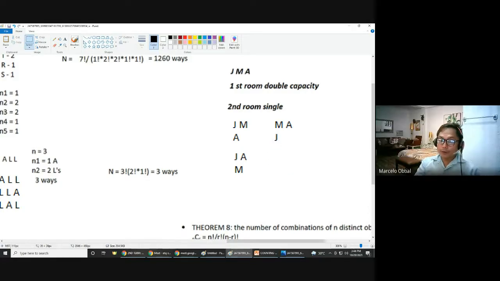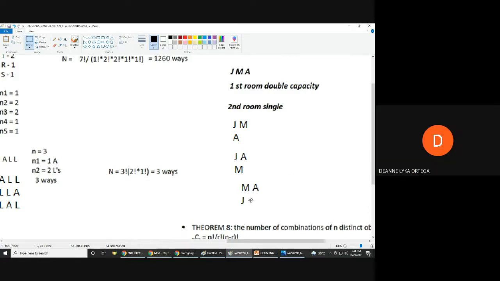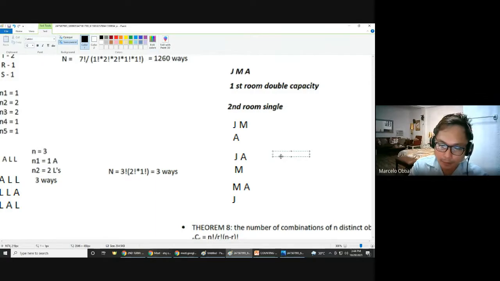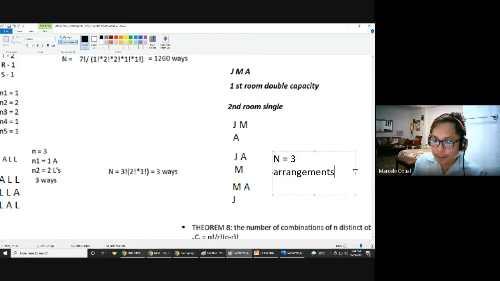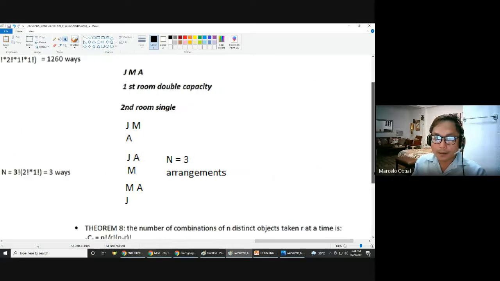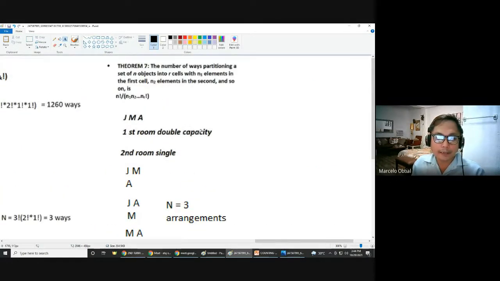Okay, so therefore, how many in all? 3, sir. Okay, very good. There are 3 ways, no? 3 ways. Okay, N is equal to 3 arrangements. That is why, okay, this is the formula we should use. We should also get 3, no?